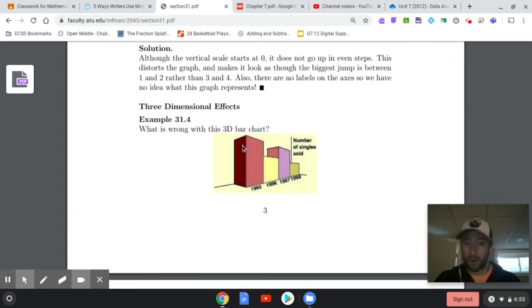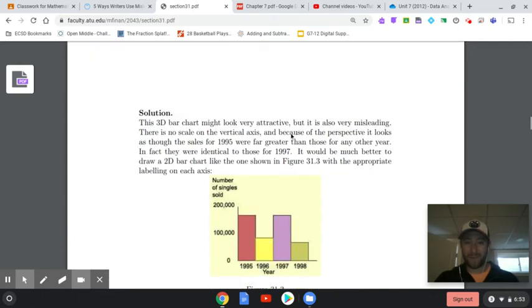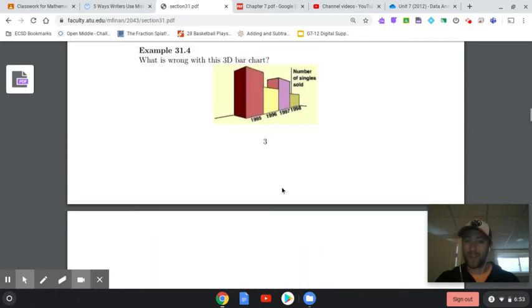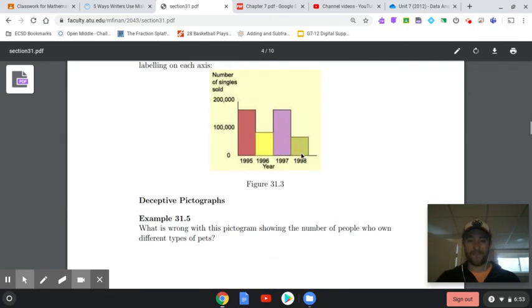By putting this in the foreground, it makes it look like it's a lot higher than the ones in the background. But if you look at these normally, 95 and 97 are actually the same. You wouldn't be able to tell that from this graph. So doing 3D can be misleading.